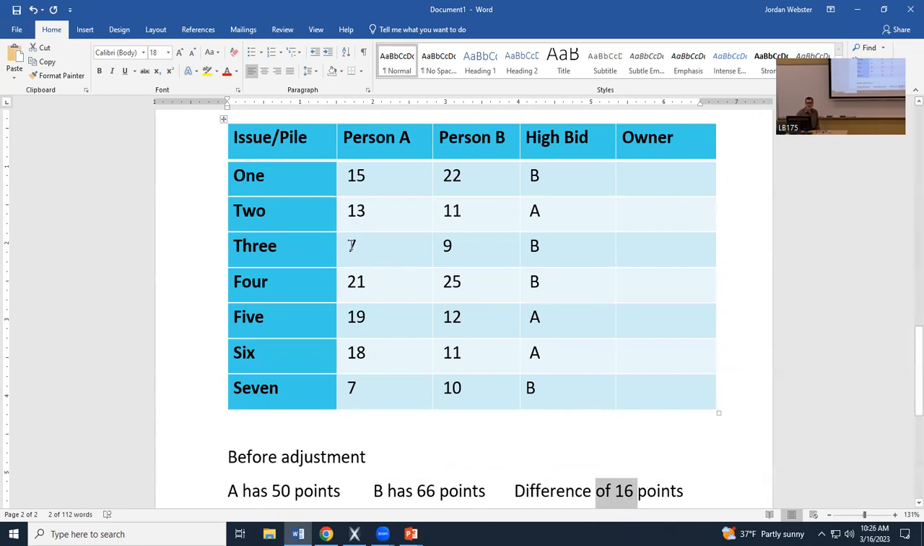And it turns out pile number 3 is perfect for that. 9 and 7 add up to 16. I can take it away from B and give it to A. And that's a difference of 16, right? One side goes down by 9, the other side goes up by 7. Every other item is going to stay the same.